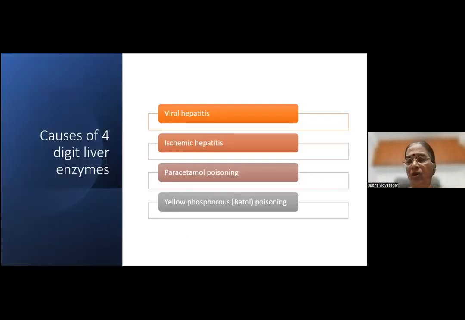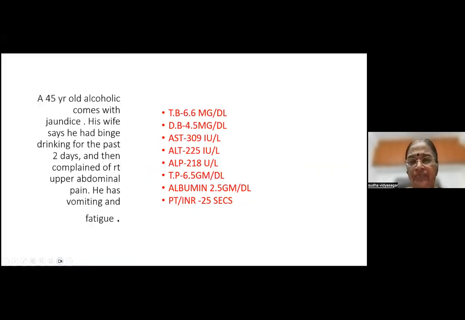So if you look at your causes of very high liver enzymes, you got the viral hepatitis where the ALT is more than the AST. You got the ischemic hepatitis, paracetamol poisoning or yellow phosphorus poisoning, whatever poisoning, drugs and toxins, so many are there. All of them can cause 4-digit liver enzymes, and these are all causes of what we call hepatitis, but each of them has a different etiology. Okay, right. Let's look at the next one.